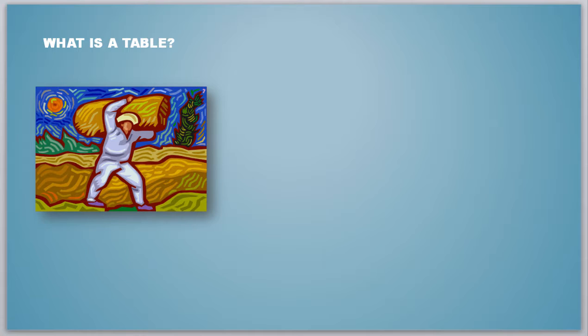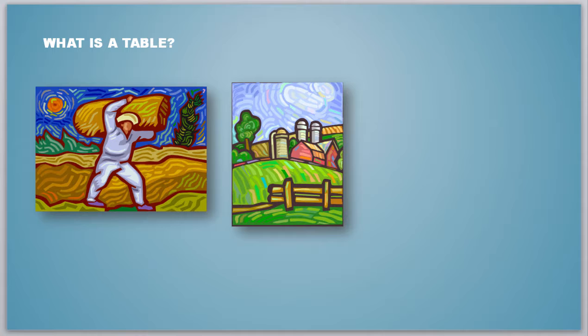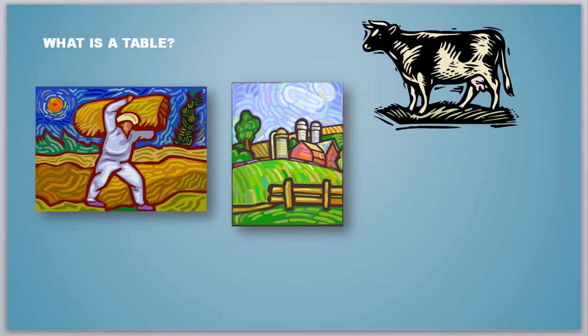Old MacDonald had a farm, E-I-E-I-O, and on his farm he had some cows, E-I-E-I-O, with a moo-moo there, with a moo-moo here.